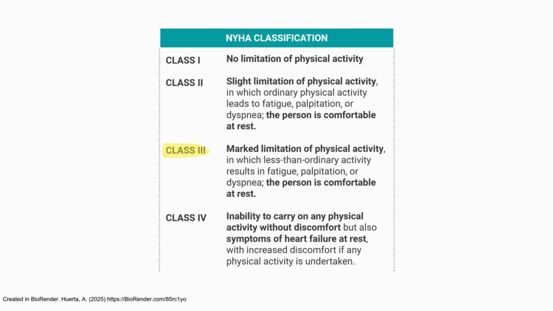In class 3, we have marked limitation of physical activity, and the person is still comfortable at rest but has symptoms like fatigue, palpitations, or dyspnea. And in class 4, we have the inability to carry on any physical activity without discomfort.